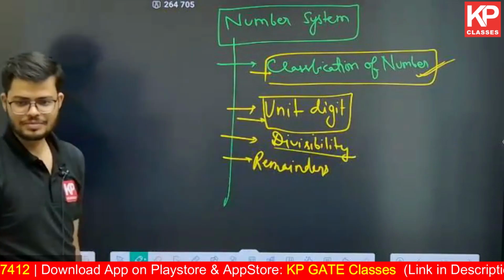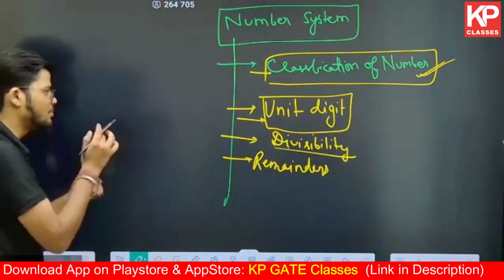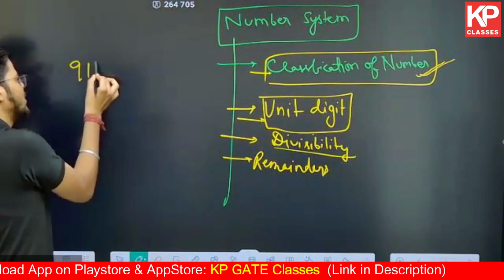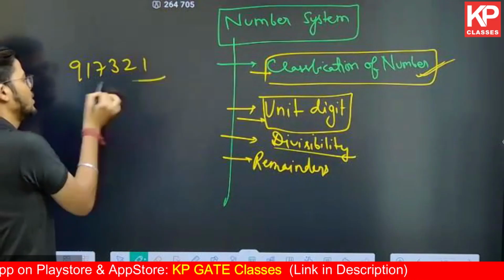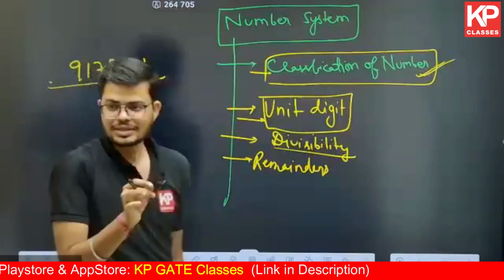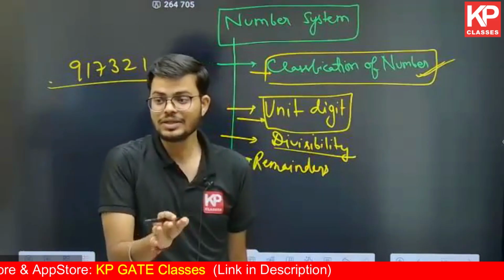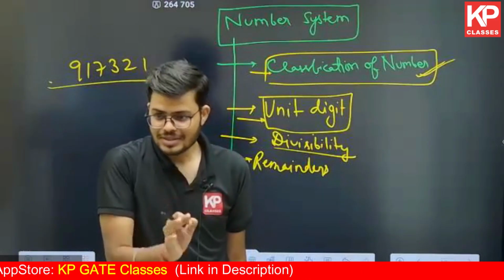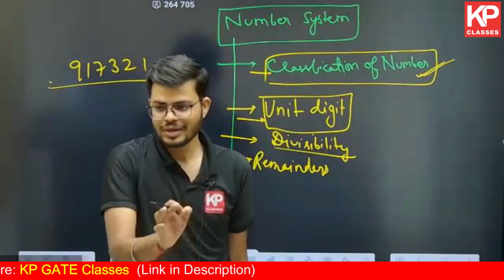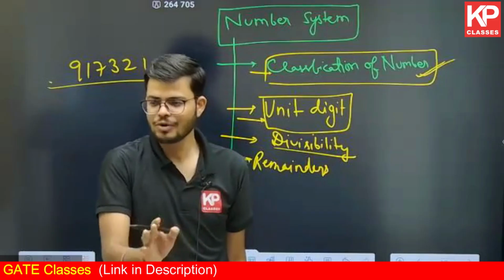Now, for an example, if I am saying there is a number that is given like this, 917321. Now, if I'm asking, is this number divisible by 3 or not? Is this number divisible by 4 or not? Is this number divisible by 5 or not?